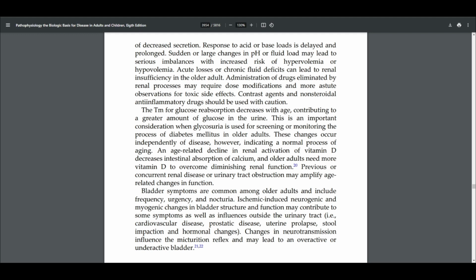Bladder symptoms are common among older adults and include frequency, urgency, and nocturia. Ischemic-induced neurogenic and myogenic changes in bladder structure and function may contribute to some symptoms, as well as influences outside the urinary tract: your cardiovascular disease, prostatic disease, uterine prolapse, stool impaction, and hormonal changes. Changes in neurotransmission influence the micturition reflex and may lead to an overactive or underactive bladder.